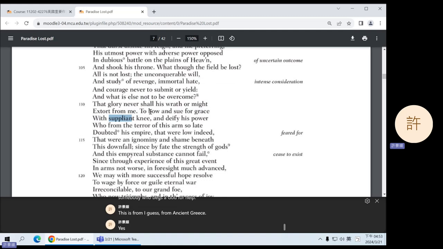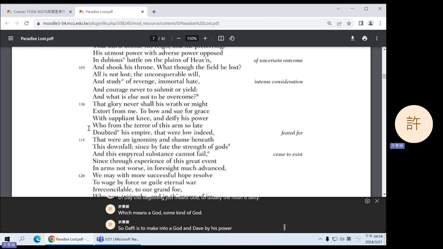So at the same time, Satan is saying, I won't submit to God, and I won't ask for his mercy, I won't ask for his help. So to do this and deify his power. If I do this, I would be admitting that he is a powerful God. Deify means to turn into a God. Dei, this beginning just means God. So usually the noun is deity, which means a God, some kind of God. So deify is to make into a god.